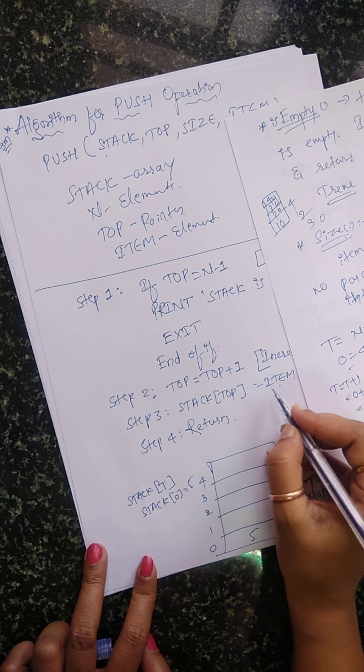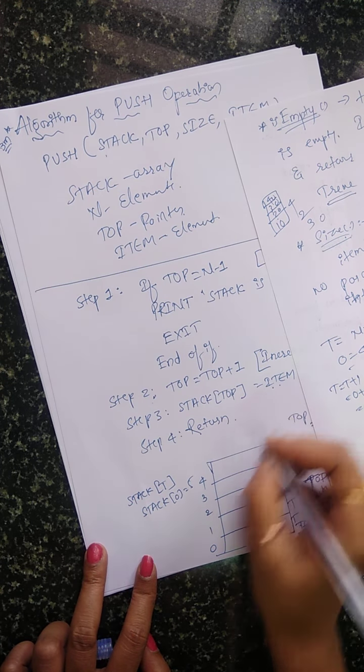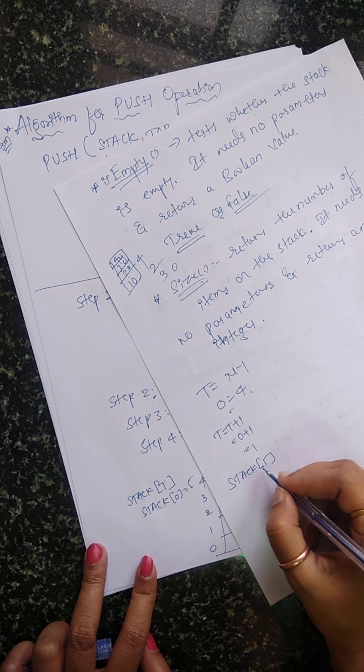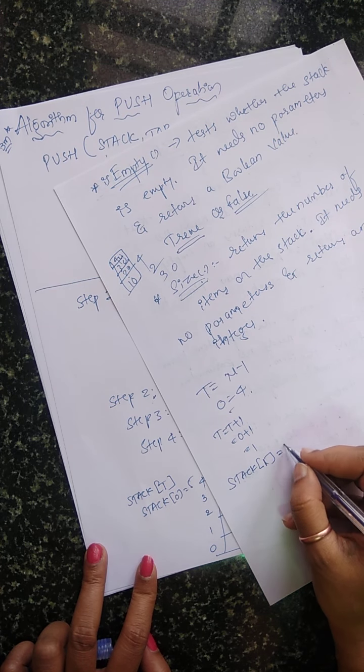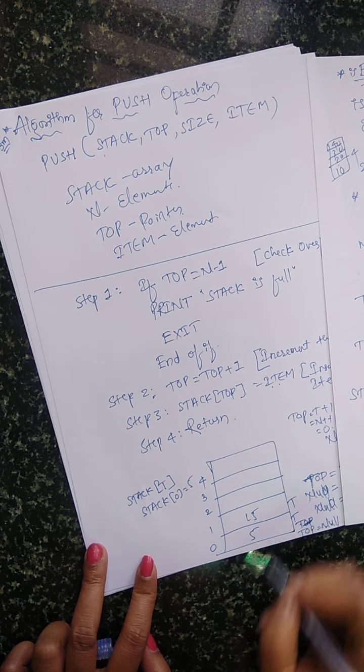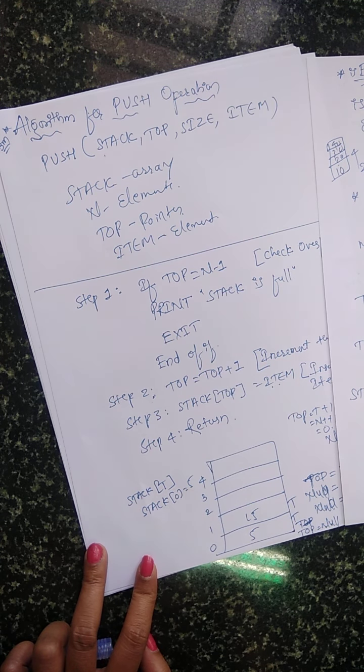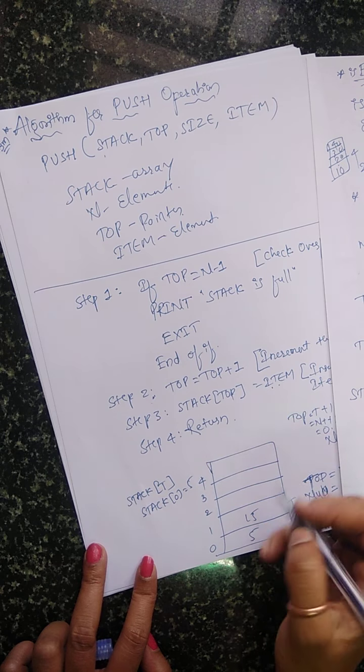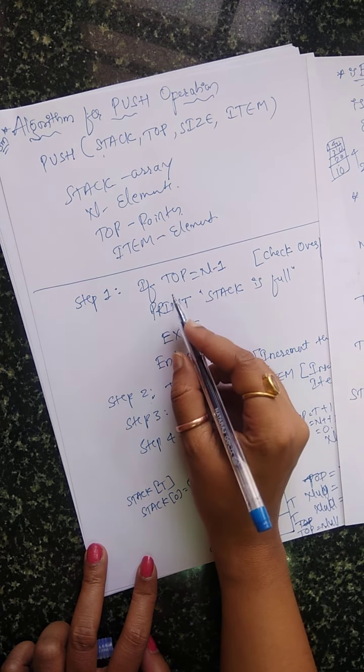Done. Now which element do you want to add? That will be stored in stack of T position. Stack of T means position 1. So I want to add 15 now. So 15 is stored in the first subscript. Here it will be stored. So it will return, we come out of that part. Done.